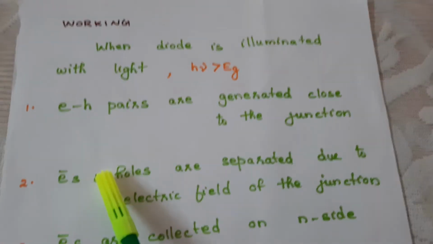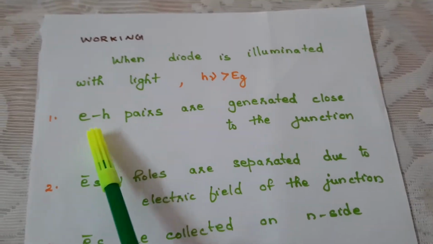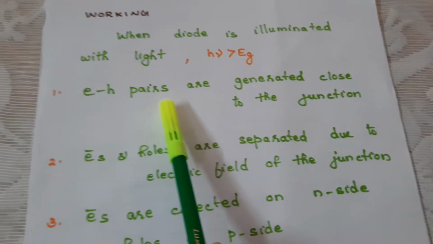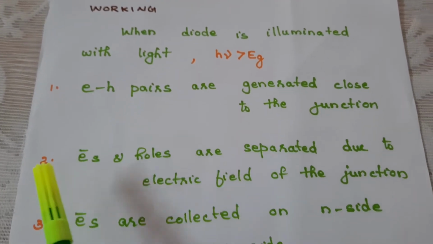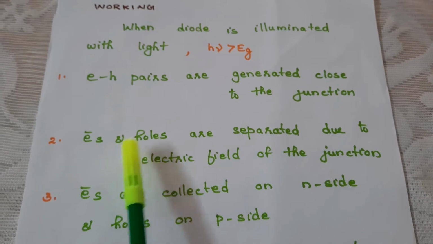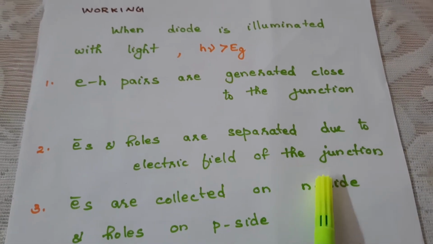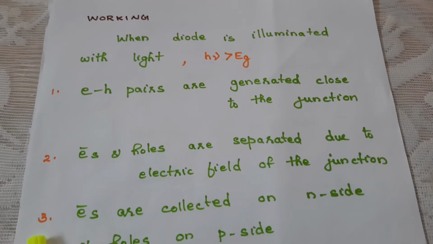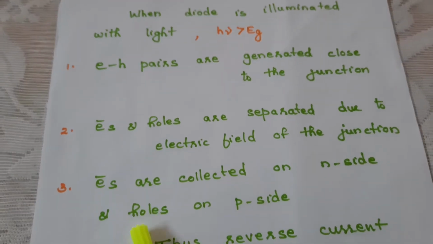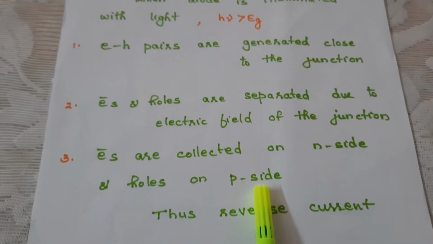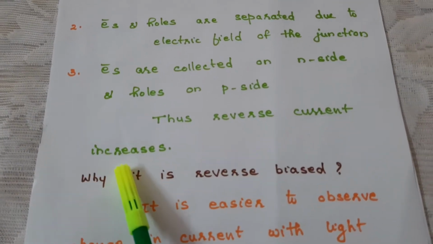there are three important processes. First one is EH pairs, electron hole pairs are generated close to the junction. Second process is electrons and holes are separated due to the electric field of the junction. And the third process is electrons are collected on n side and holes on p side. And thus the reverse current or photocurrent increases.